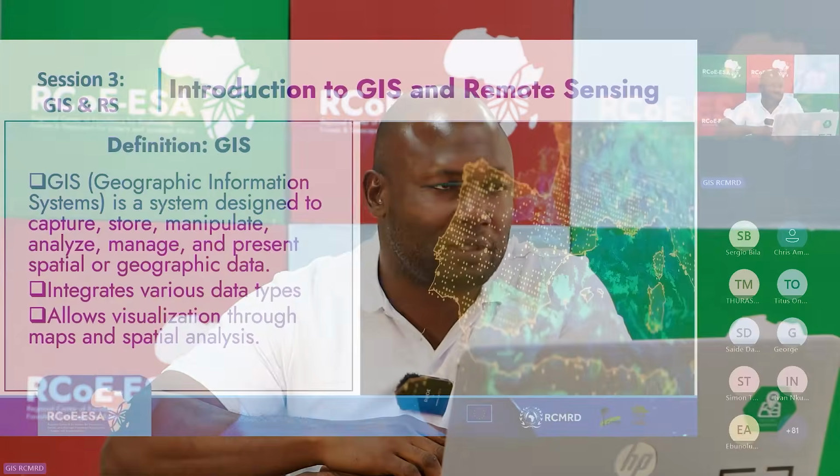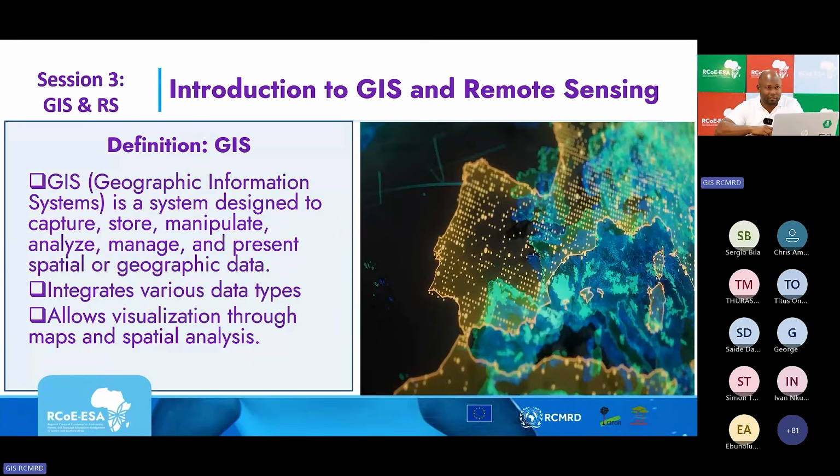So I'll quickly dive into the presentation, talking about the information system, introducing GIS, introducing remote sensing. GIS is just a system that comprises a number of components, and it's used for purposes of capturing, storing, manipulating, managing, and of course, presenting the results of analysis. It's one of the tools that we are going to use in this training for purposes of monitoring our landscapes, our ecosystems.